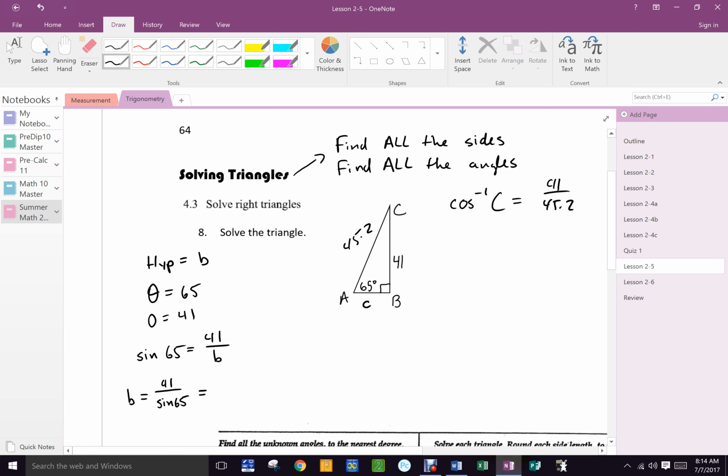Could I also do 65 or 90 minus 65 to get C? Doesn't that equal C as well? Why? Why is this C?